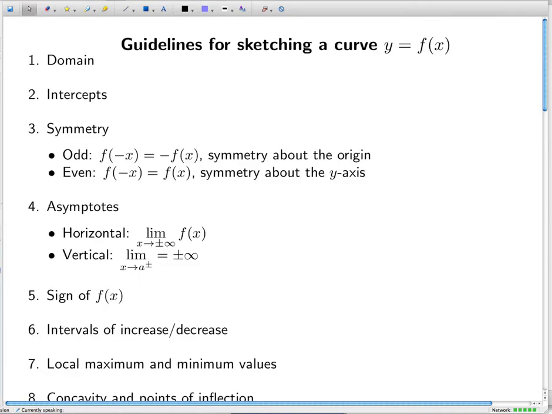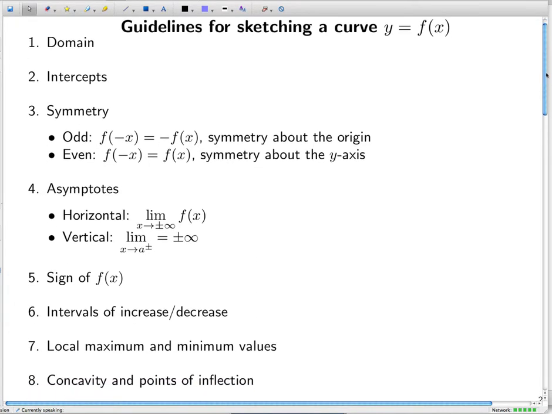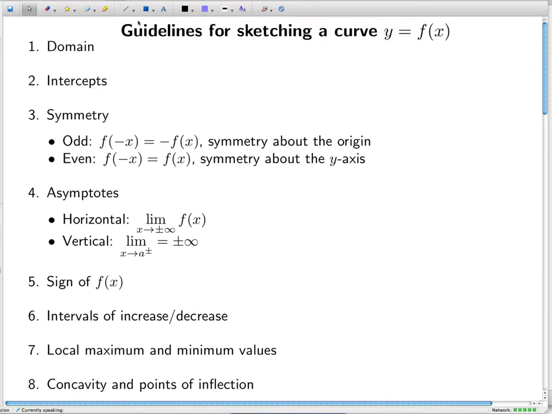Again, just to summarize, the key information from this series of lessons for sketching a curve y equals f of x: run through your guidelines, checking domain, intercepts, symmetry, asymptotes. Of course, this should say limit, there should be an f of x here. Sign of f of x, intervals of increase and decrease. Remember, you're looking at f prime there. Local max and min values, that's where you're looking at where f prime is equal to 0 or f prime does not exist. So you're checking your critical points. Concavity, you're using f double prime.